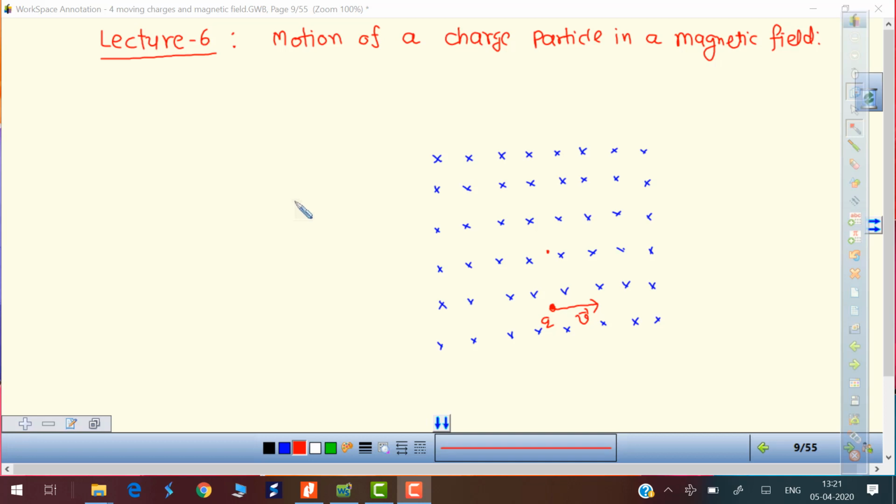So we have the sixth lecture for moving charge and magnetism. In this lecture we will discuss motion of a charged particle in a magnetic field, especially in a uniform magnetic field. So here I have already drawn the figure.